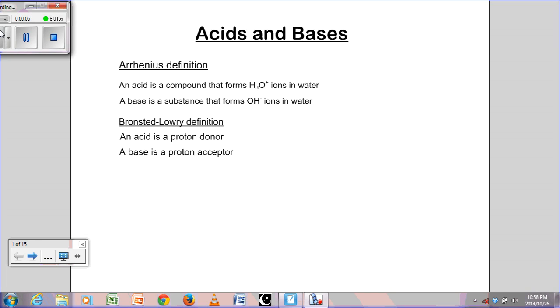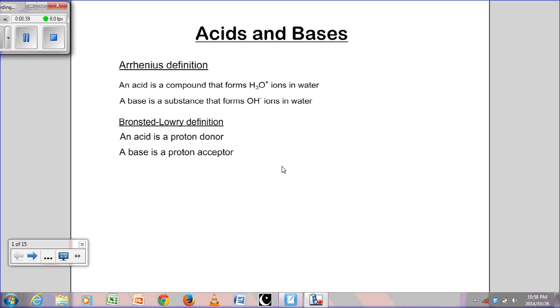Today we'll be discussing acids and bases. To begin with, we will look at the definitions of acids and bases. According to the Arrhenius theory, the definition for an acid is a compound that forms H3O+ ions in water. H3O+ ions are called the oxonium or hydronium ions. A base has been defined by the Arrhenius definition as a substance that forms OH- ions in water, and OH- ions are referred to as hydroxide ions.